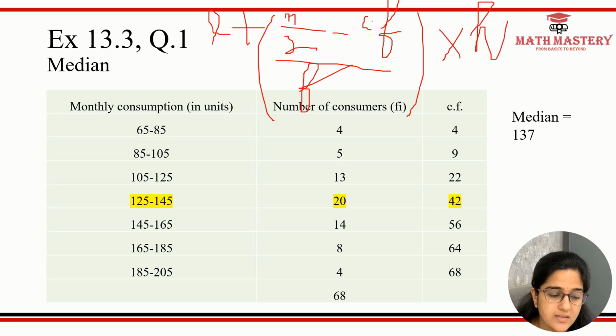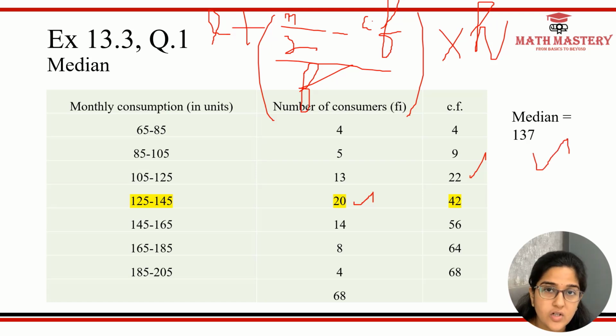This is equal to 22. So 34 minus 22 divided by f. f is the frequency of the median class, which is equal to 20, multiplied by h. h is the class size, which is equal to 20. Substituting these values, we will get the median value equal to 137.